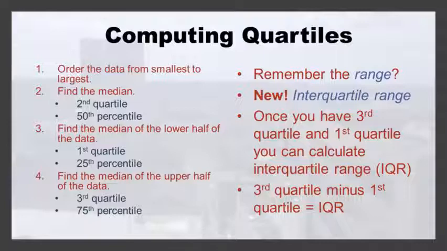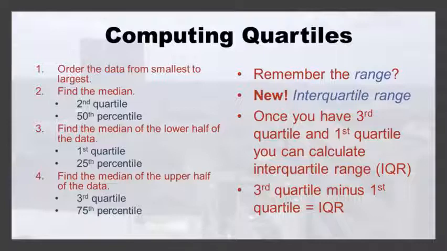So go ahead and look for your median. Remember, if it's an odd number, it's literally just the middle number. And if you have an even number of data right there, then take your two middle numbers, add them and divide by 2. Okay, that number is your first quartile, or your 25th percentile.